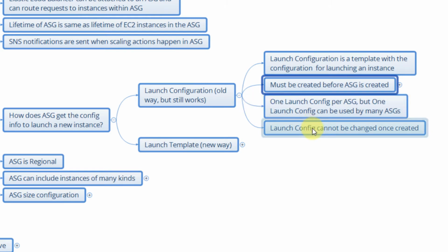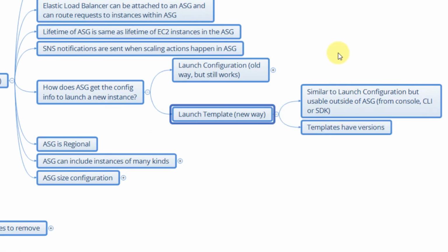You have to create a new one and associate it with an auto scaling group if you want to make any changes. The launch template is very similar to a launch configuration, but you can use a launch template not just from an auto scaling group, you can also use it from the EC2 console. You can use it from CLI or SDK as well. And in addition, launch templates have versions, so you can better manage different templates as they evolve.